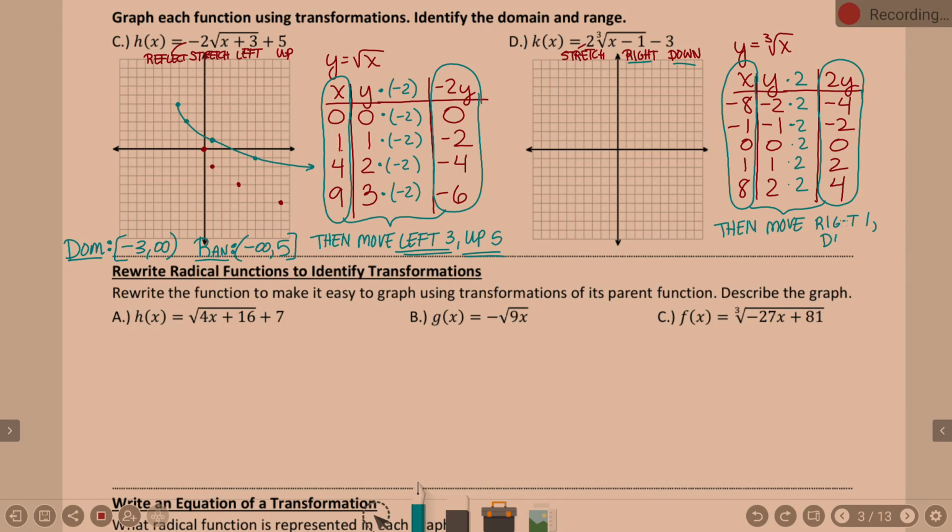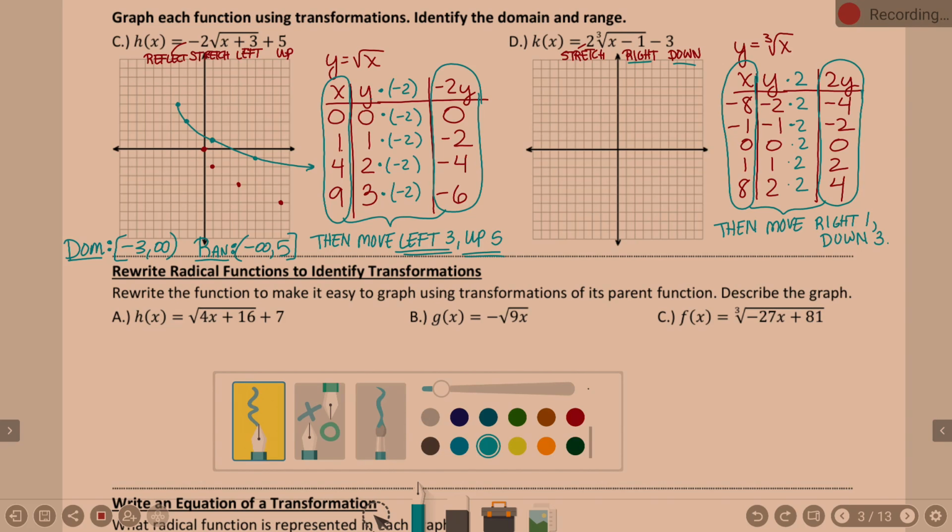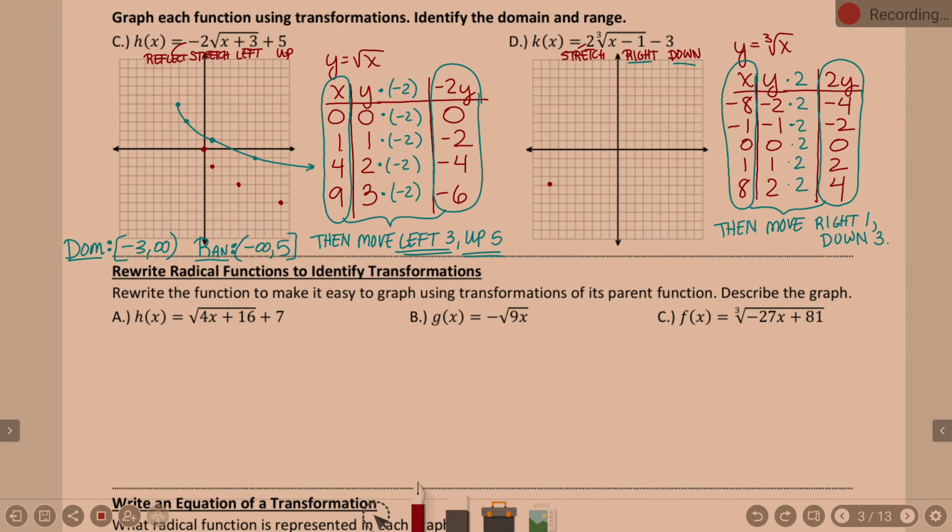Right 1, down 3. Okay? If you find another combination that works better for you, that's fine. So let's see. I'm going to do my original points in red. So with my stretch, instead of left 8 down 2, I'm left 8 down 4. Instead of left 1 down 1, I'm left 1 down 2.